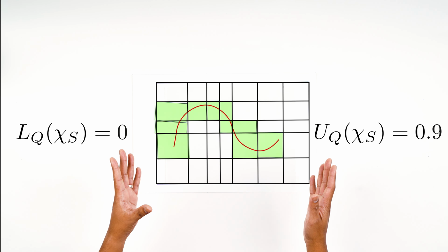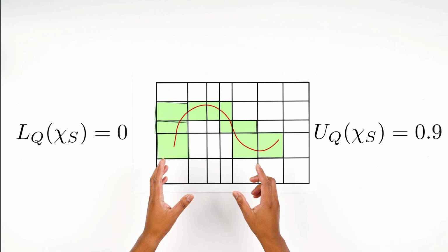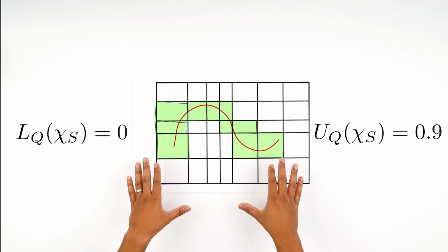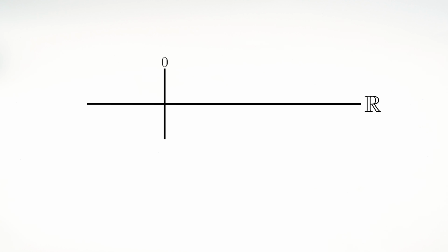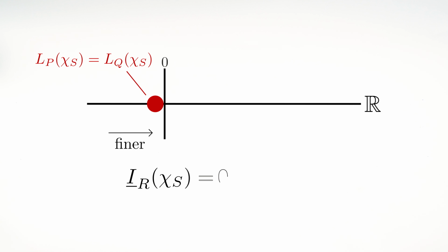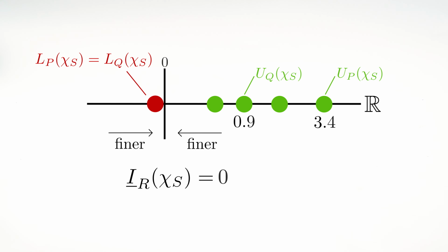By refining our partition more and more, we can keep reducing the size of the upper sum. This idea can be captured with a nice diagram. For every partition, the lower sums will always be equal to 0. Thus, the lower integral is also equal to 0. On the other hand, the upper sums will be positive, and as we refine our partitions, the upper sums will get smaller and smaller.